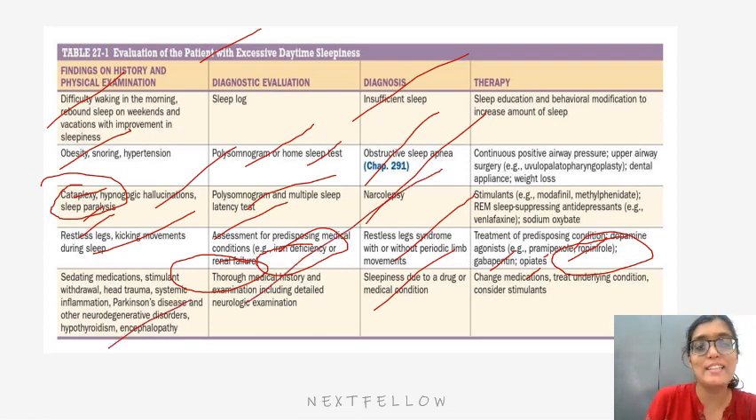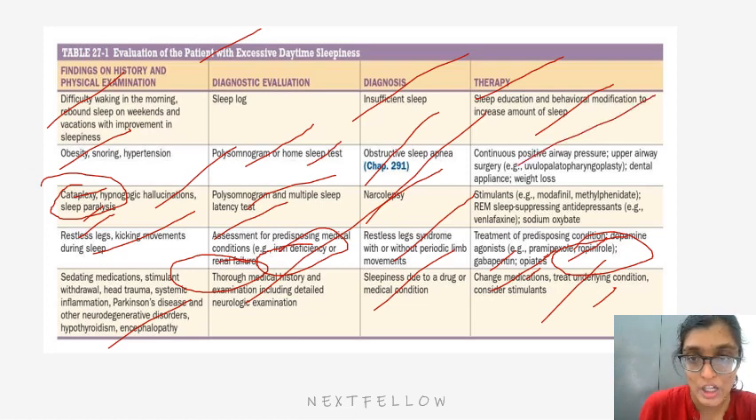You will go back to clinical history and examination. You will have to change the medication, treat the underlying condition and consider stimulants. In case of insufficient sleep, you have to give sleep education and behavioral modification to increase the amount of sleep. In case of OSA, that is a completely different topic. Continuous CPAP is a treatment. Uvulopalatoplasty, dental application devices, and weight loss are the therapeutic options.